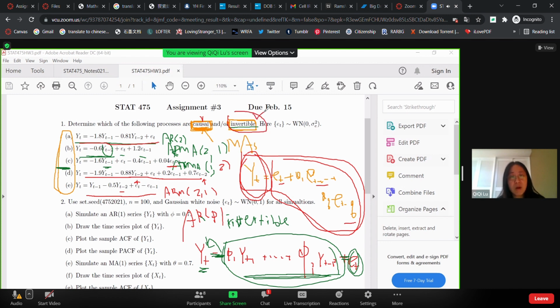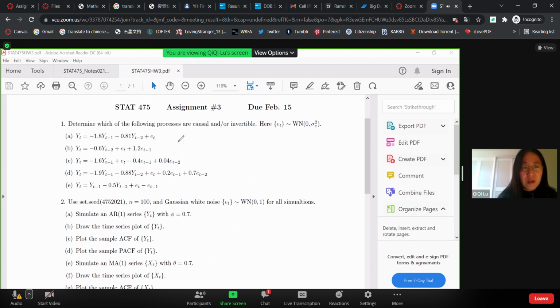So the first one, AR(2), we know it's invertible, right? You don't have to check that part. You just need to check if this is causal. And then for parts B to E, you have to check both causal and invertible. So A is AR(2), it's always invertible, and you have to check if it's causal. Now you see all five here. P is less than or equal to 2, right? And Q is less than or equal to 2 here.